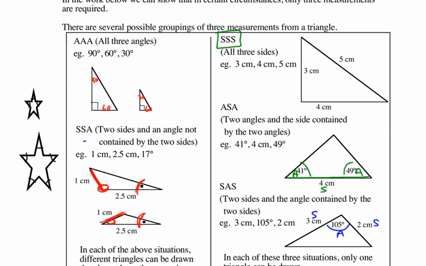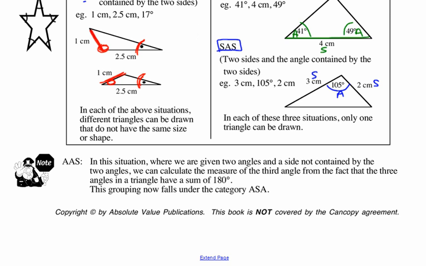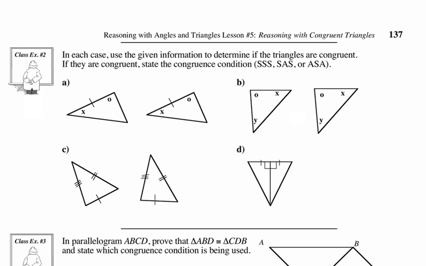And in order to prove the triangles are congruent, we need to prove basically that we either have side, side, side, three equal sides, angle, side, angle, so two angles and a contained side, or side, angle, side, two sides and a contained angle. Okay? So moving on. Let's look at all of these cases. Could we prove that they are congruent?